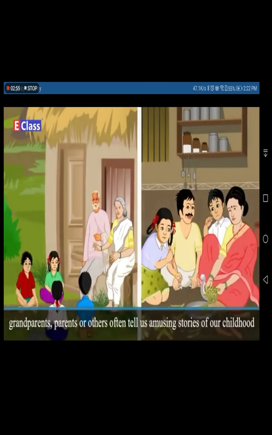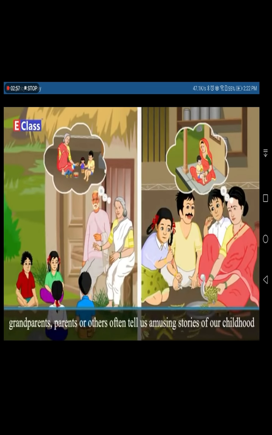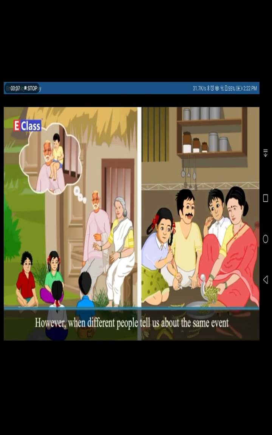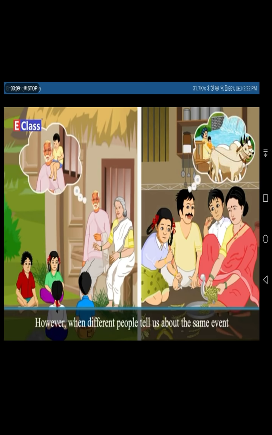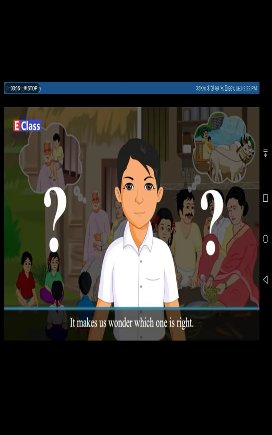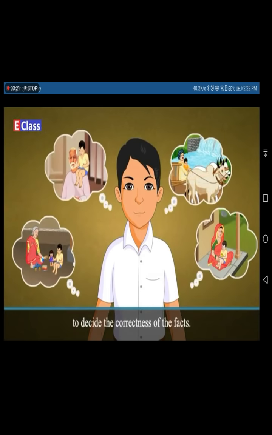There are many things that happened since our birth that we may not know about. However, our grandparents or parents or others often tell us amusing stories of our childhood. Those stories are a part of their memory. However, when different people tell us about the same event, we find differences in their narrations. It makes us wonder which one is right. We need to examine the details of each narration carefully to decide the correctness of the facts.